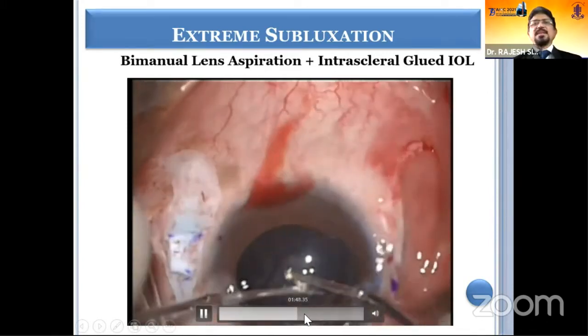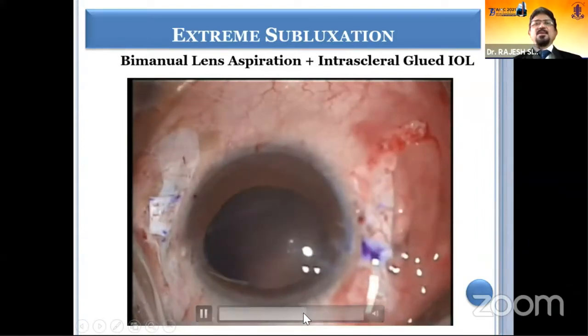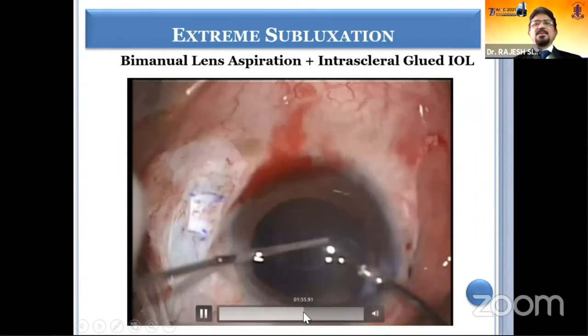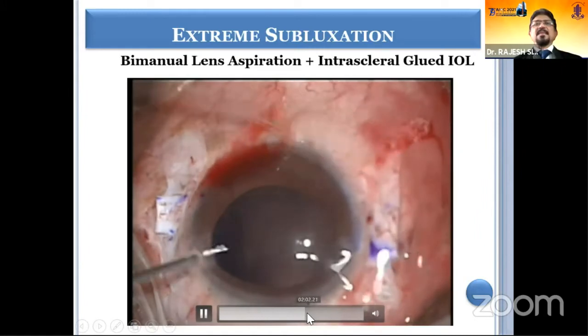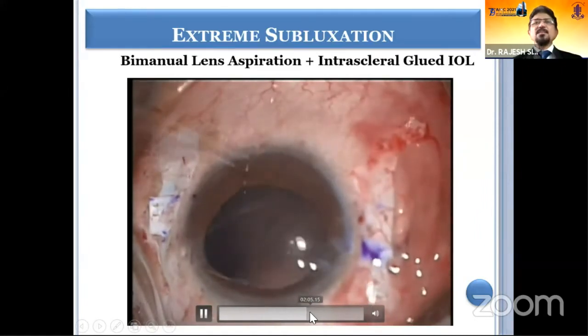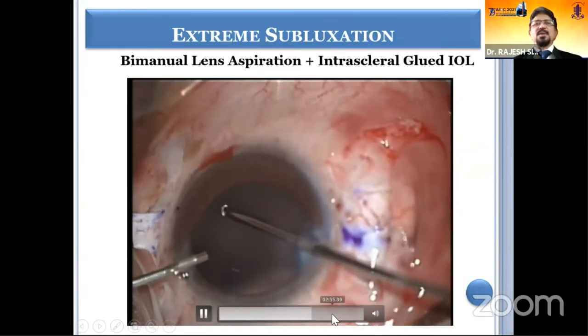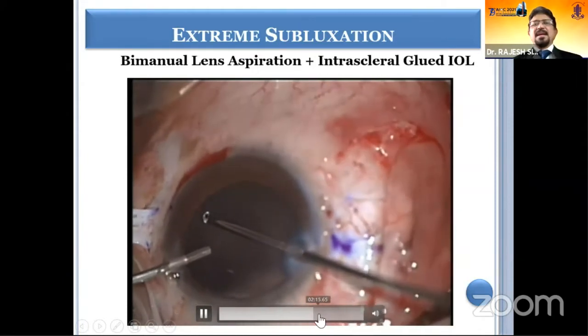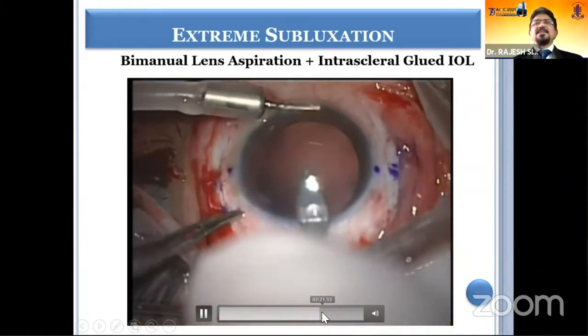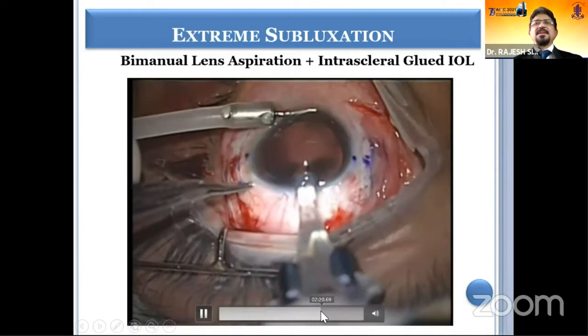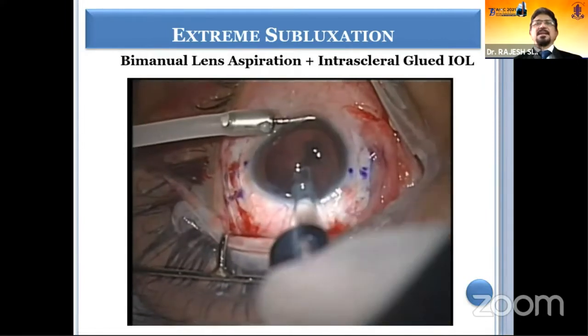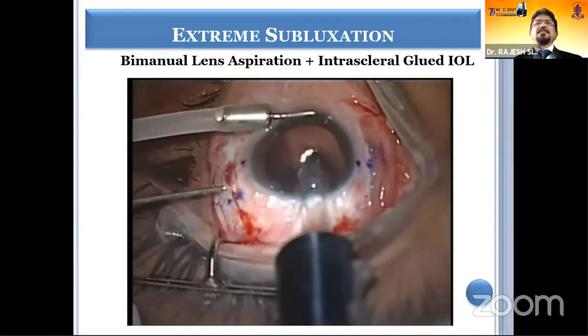And once you are through with that, you use a vitrector to remove the capsule, do a little bit of anterior vitrectomy, and then after that, the main incision is made, and then a multi-piece IOL is implanted. See, this is a 3-piece IOL.